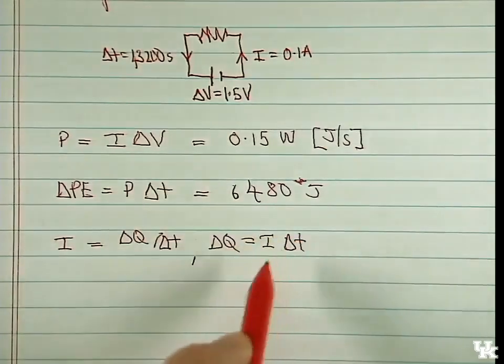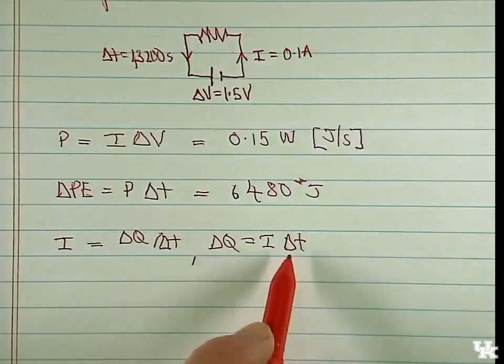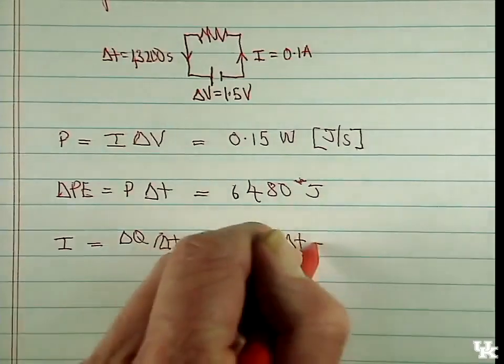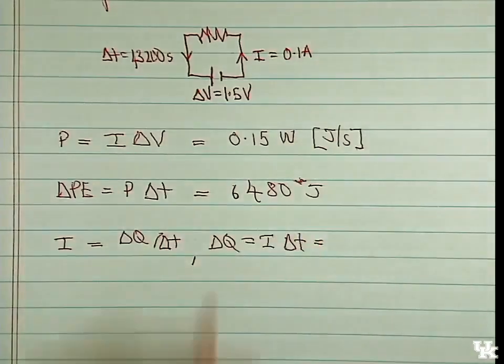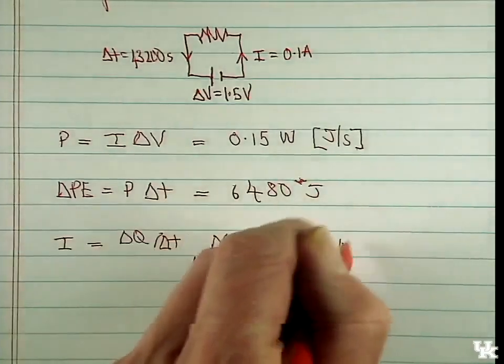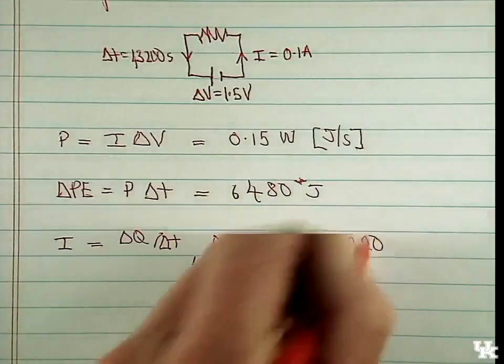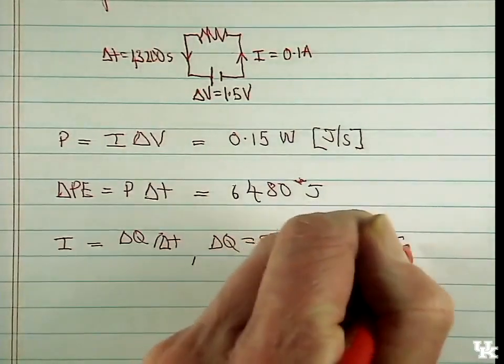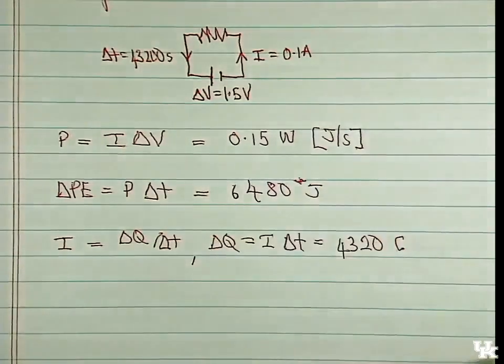All we've got to do is multiply the 0.1 amps of current by the 43,200 seconds. So when I did that calculation, I got 4,320, and that's coulombs. That's an amount of charge. So that's the amount of charge that flowed. That's a lot of charge.